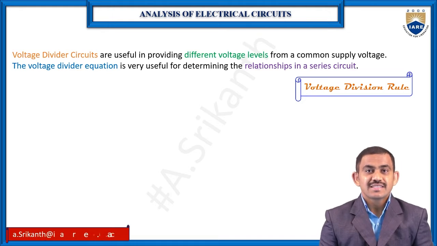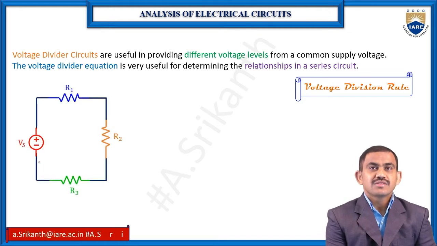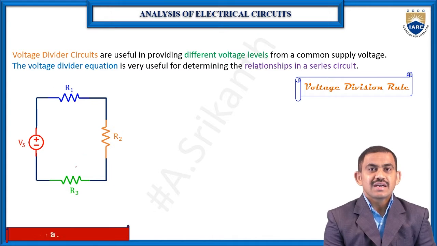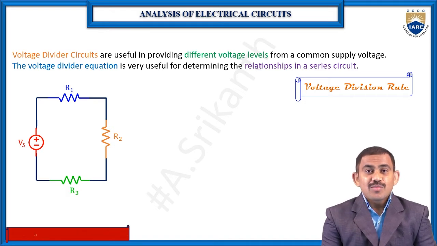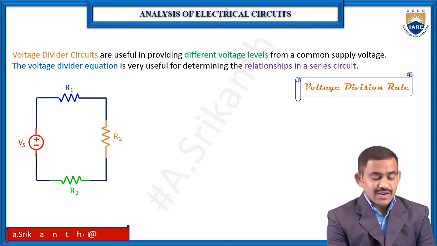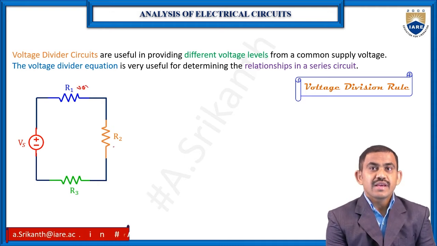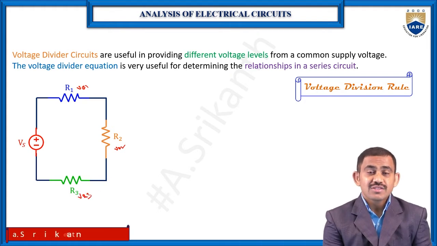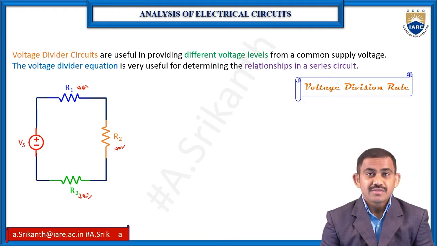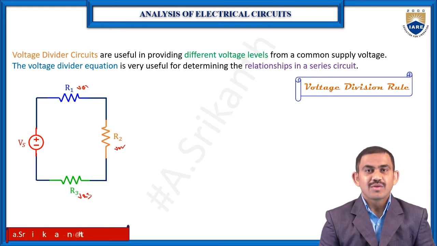Okay, here I have one series circuit. Just observe: a voltage source and three resistors, R1, R2, R3, connected in series. Suppose I want to find the voltage drop across each resistance, like VR1, VR2 and VR3. For this, do we have any direct formula? Yes, we have a direct formula. Now we'll check it.